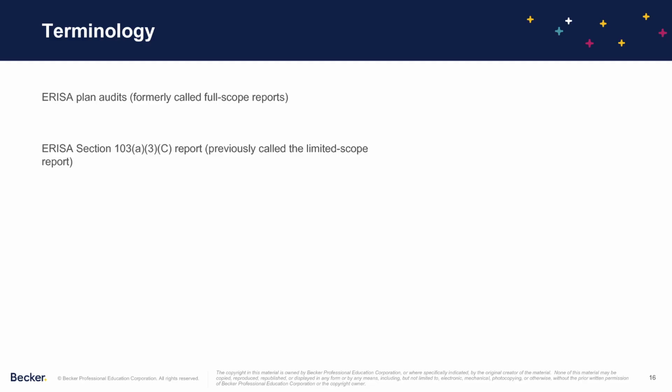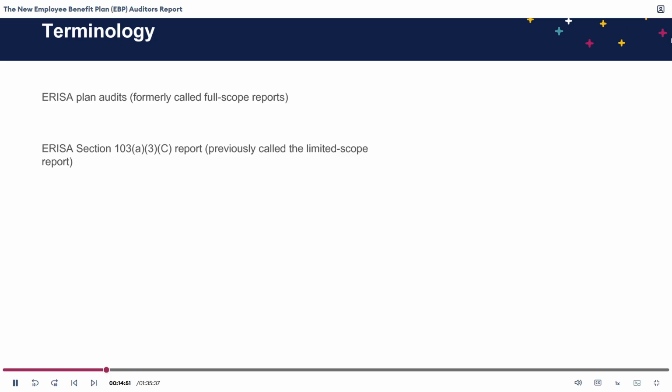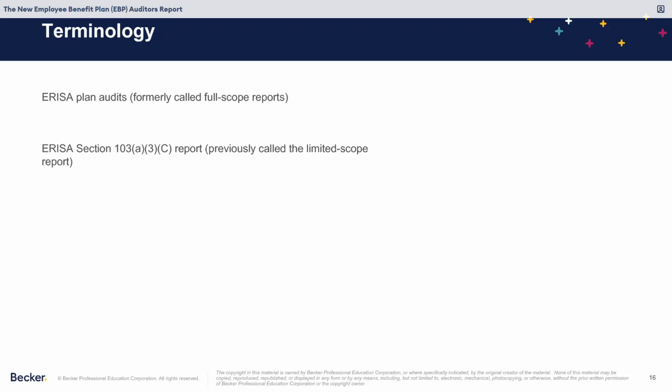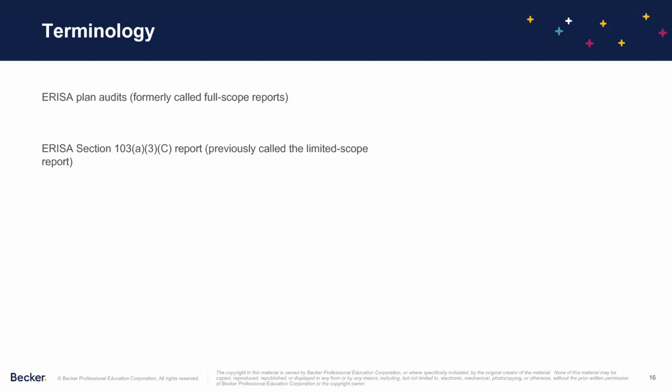Now, we're not taking away that right. We are still going to have it. No, this does not change anything in ERISA. ERISA is a federal law. The AICPA cannot change the rules related to ERISA. So management still has the ability to elect the audit. We're just going to call it a 103(a)(3)(C) report.